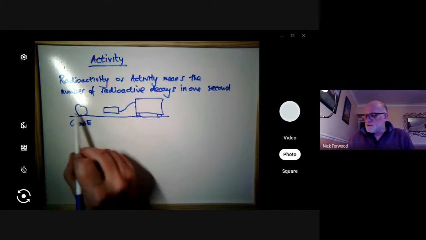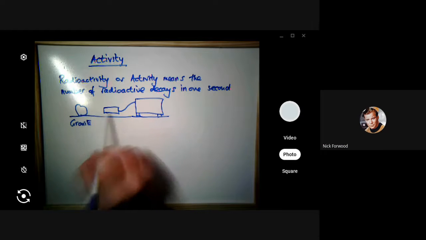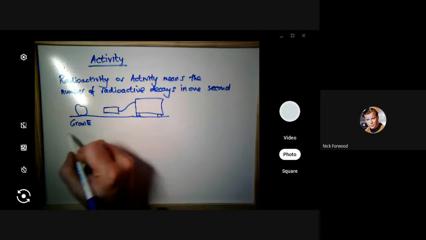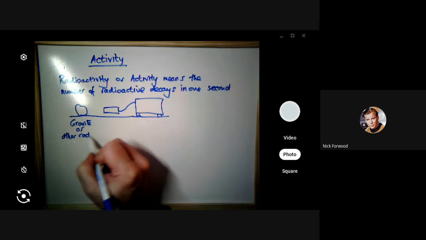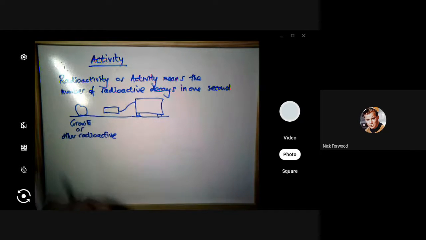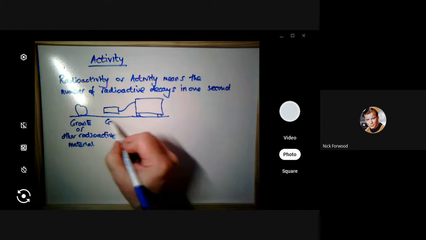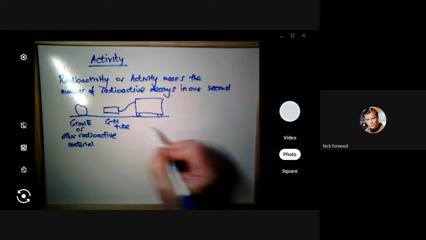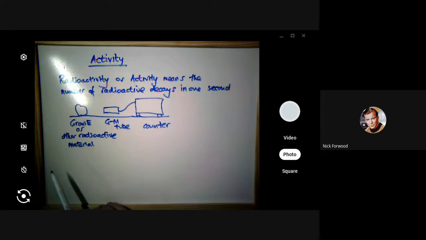So you get your radioactive material here, whatever it is, you set it up at a distance from the Geiger-Müller tube. So that's your granite or other radioactive material, there's that word active, which is the same as activity. Your GM tube and your counter. And the counter will count the number of radioactive decays over a period of time. And you'll see this in a video afterwards.